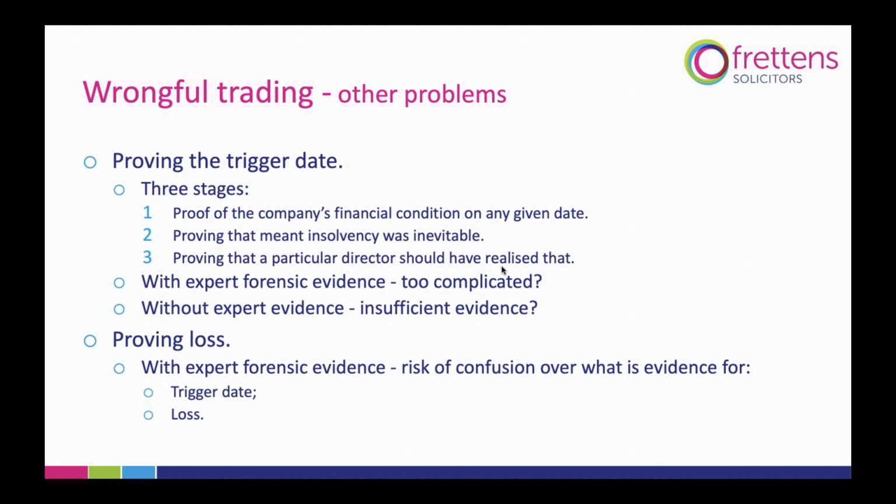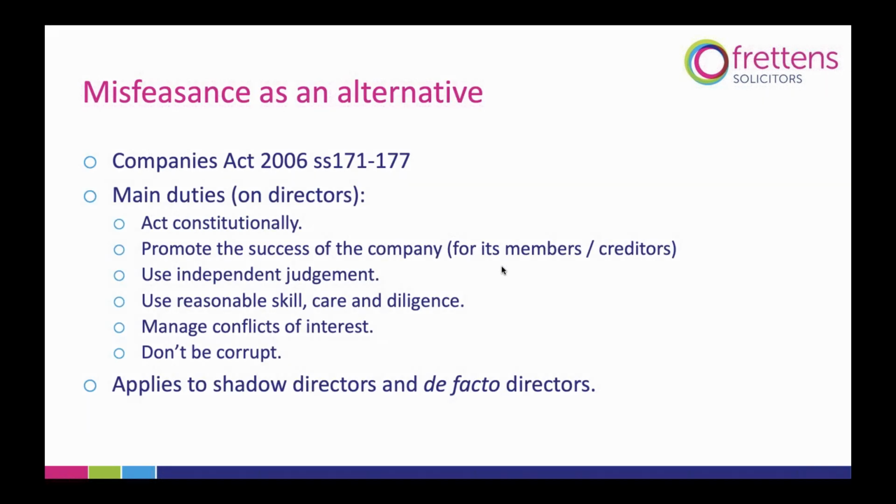And even if you've got expert forensic evidence, you need to brief the expert really clearly so that they give evidence on those 3 points of proof. Otherwise, you end up with confusion about what evidence is being put in as evidence of the trigger date and what evidence is being put in as evidence of financial loss caused by the wrongful trading. So with all of those complications, it might be a really good time to start thinking about misfeasance as an alternative way of bringing a claim against a director for what is effectively wrongful trading, trading whilst insolvent when it was not reasonable to do so.